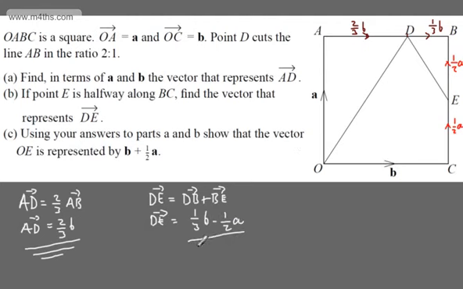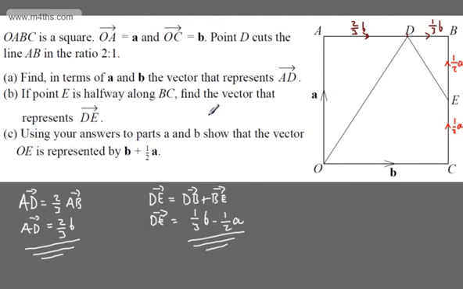A common error is for students to put that's 1/2 A. These have both magnitude and direction. So if we said now that E to B is 1/2 A, B to E is minus 1/2 A. Okay, so that's the vector now D to E.